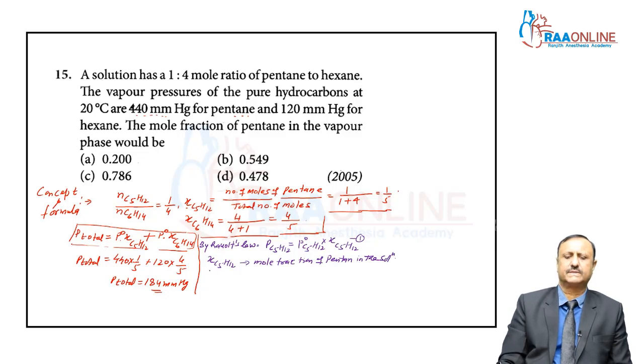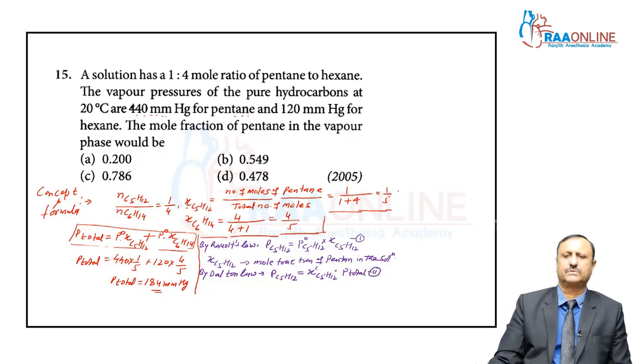Now, my dear students, we can see here by Dalton's law, the pressure of C5H12 equals the mole fraction of C5H12, X dash, into P total. This is equation number 2.